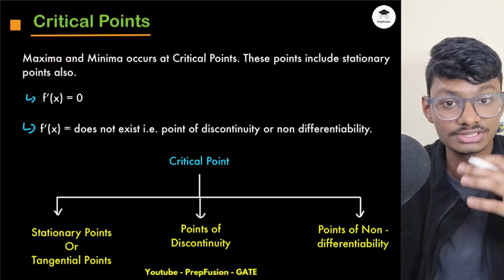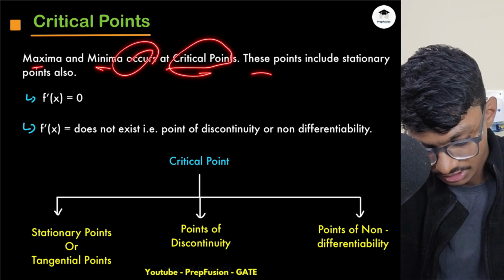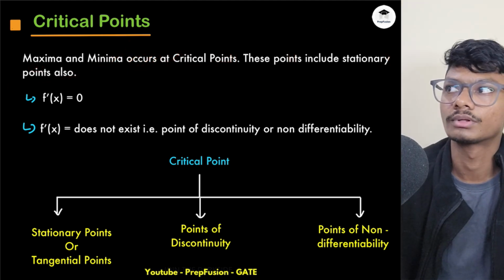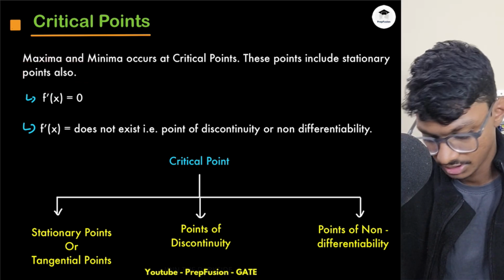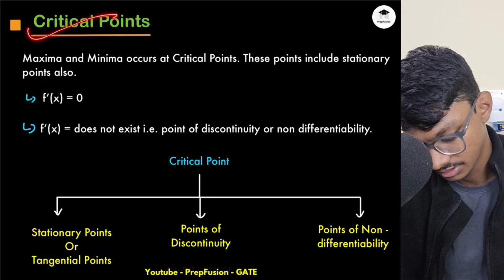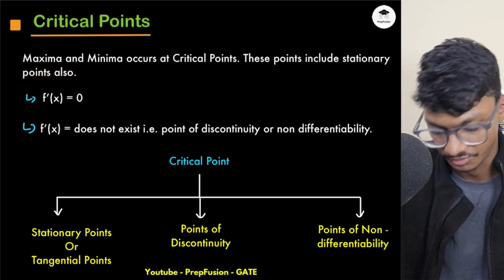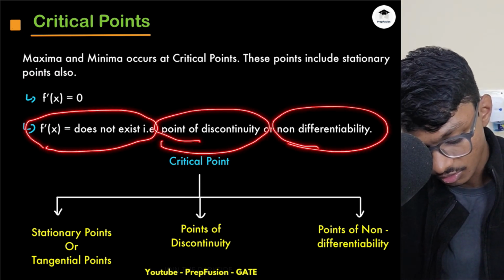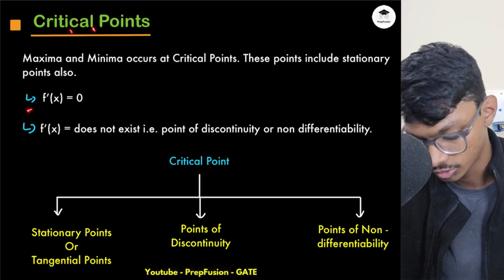Now let's understand what critical points mean. Maxima and minima occur at critical points. These points include stationary points also. Like critical points will also include stationary points. If f dash of x equals 0, then also they are known as critical points. So this definition is definitely for stationary points, right? Now, if f dash of x does not exist, that is a point of discontinuity or non-differentiability, those points are also my critical points.